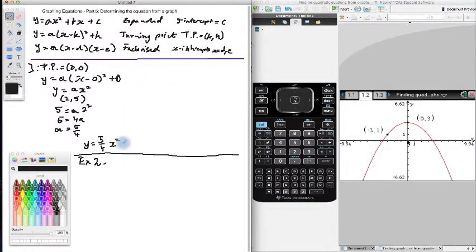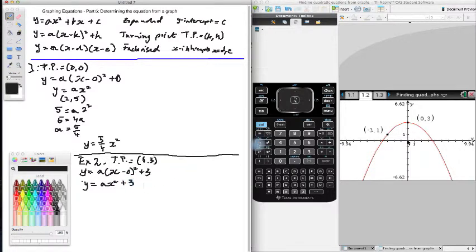Okay, so let's follow the steps we did before. We've got our turning point, which is at the point (0, 3). So we're going to select the turning point form as the form to use. So y equals a(x minus 0) squared plus 3. Okay, so here we have, let's neaten this up. We've got a 0 in there again, so we can neaten it up to y equals ax squared plus 3.